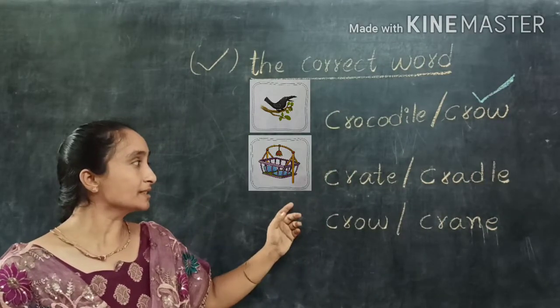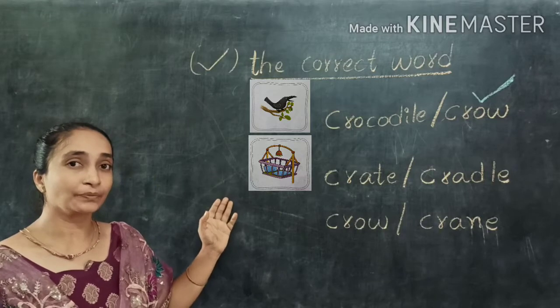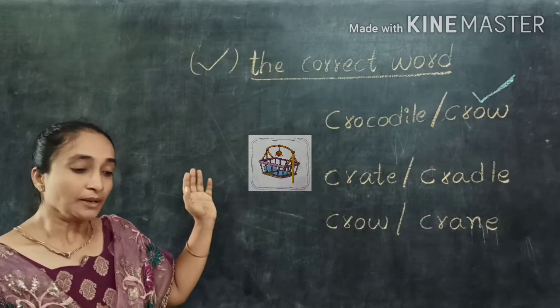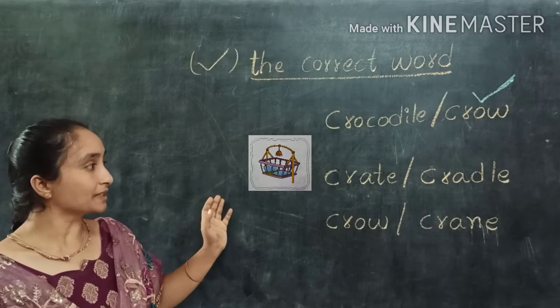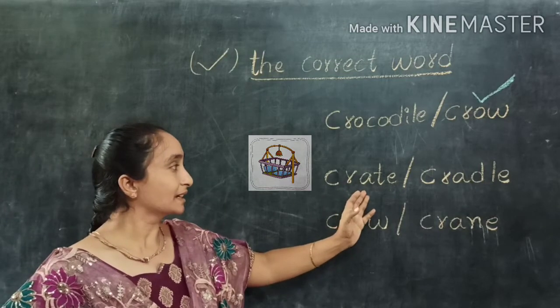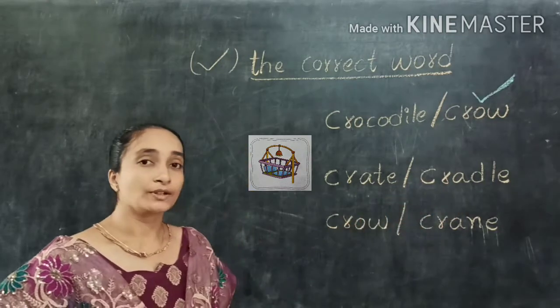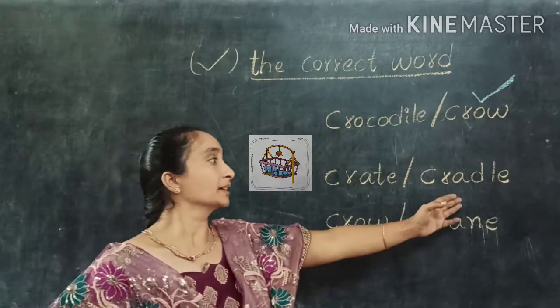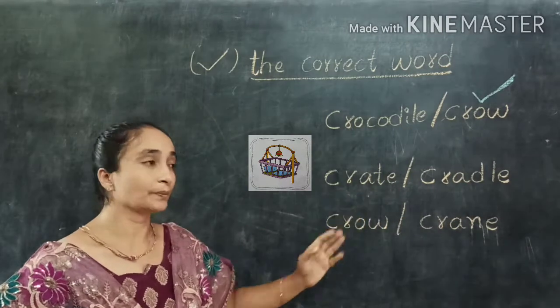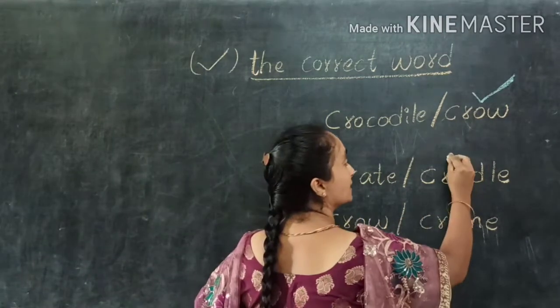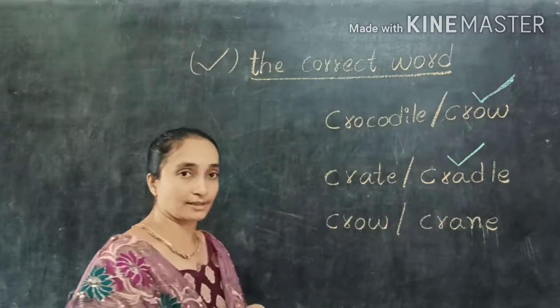And the second one: what is this picture? Yes, here you can see a small baby in a cradle. What do we say for that picture? Is it crate or cradle? The correct answer is cradle. That is called a cradle, not a crate. So this is the correct answer. You give the tick mark like this.